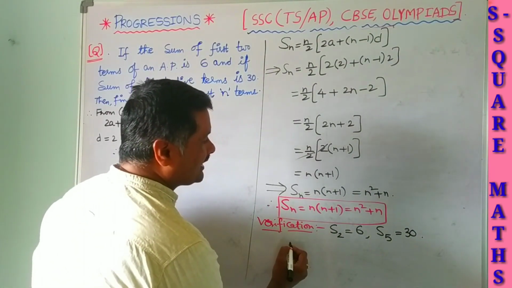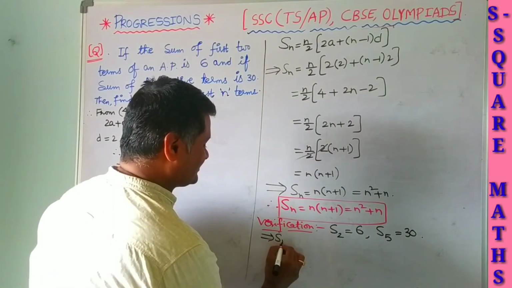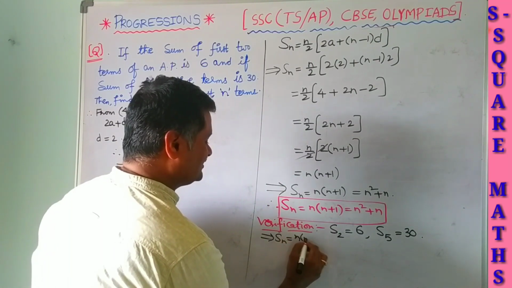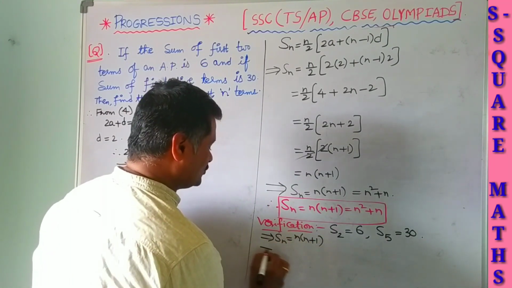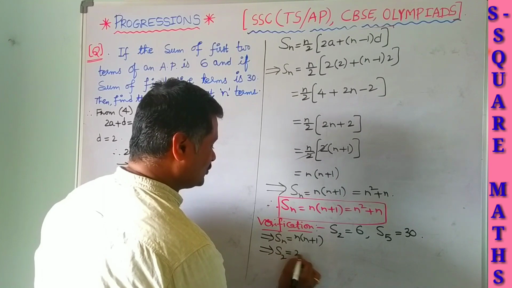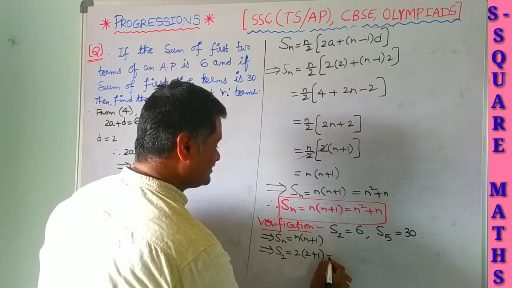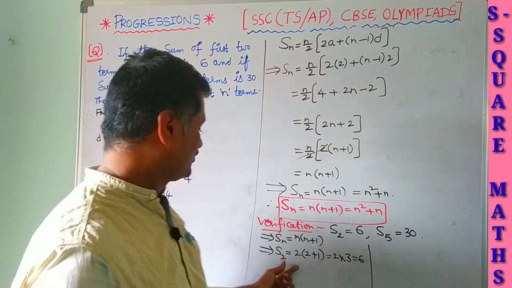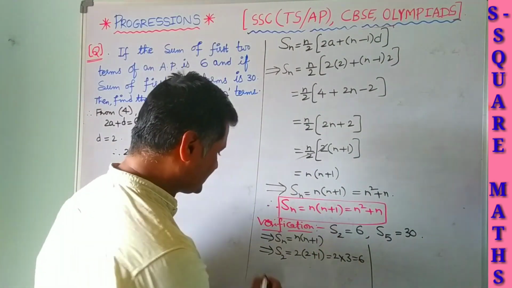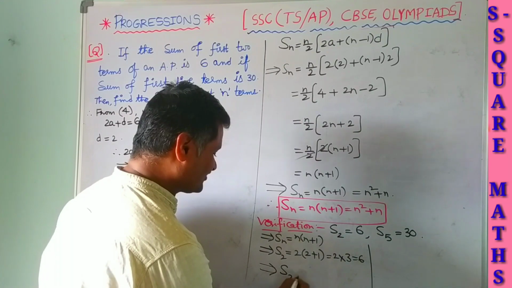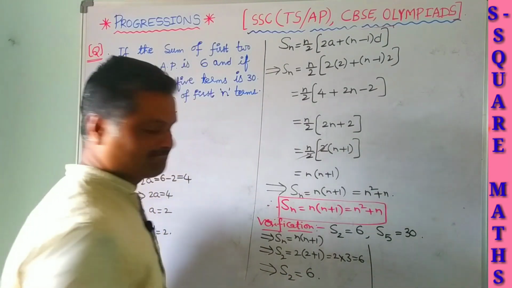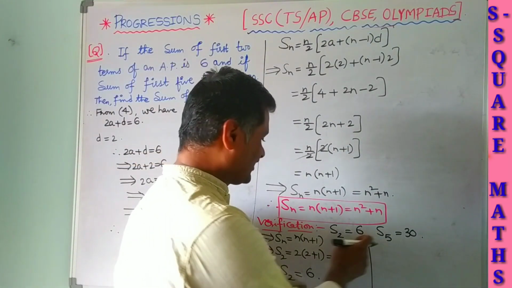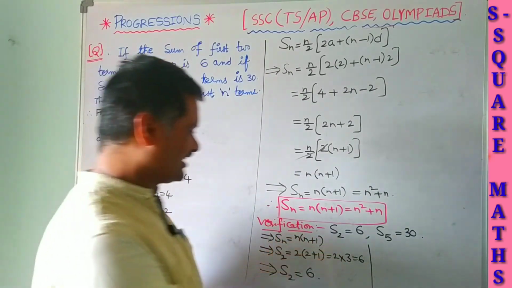So now our Sn is n into n plus 1. So S2 is nothing but 2 into 2 plus 1. So 2 into 3 gives you 6. Therefore S2 is equal to 6, and it matches. Yes, finally we got it. Let us go for S5 also.